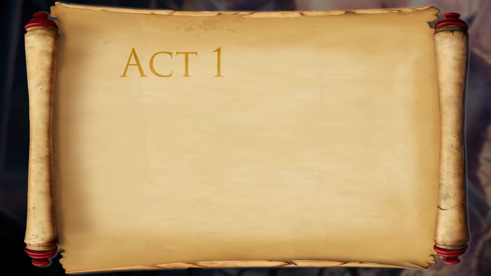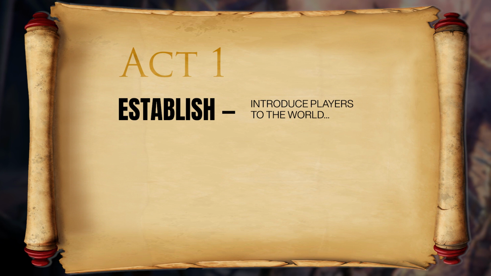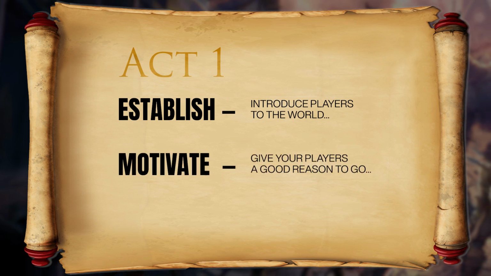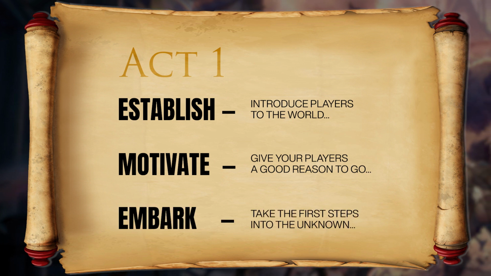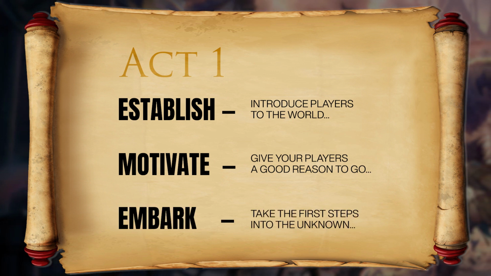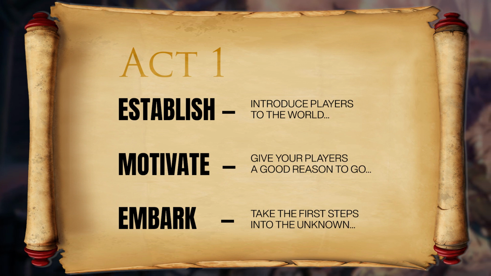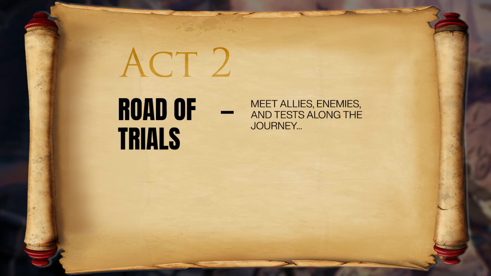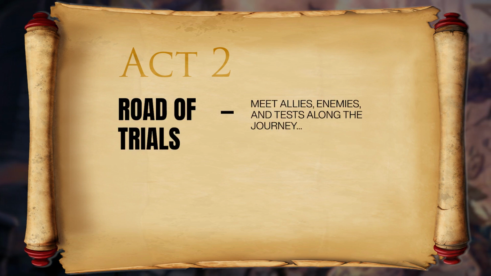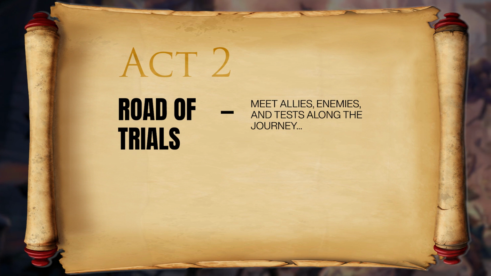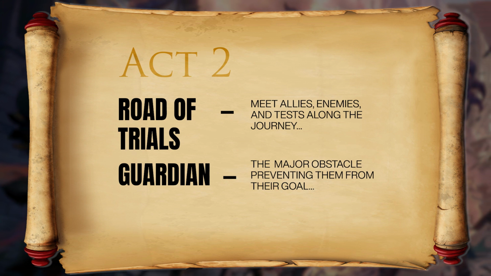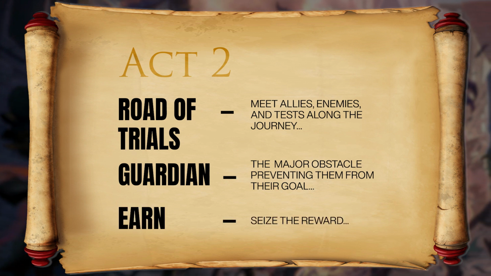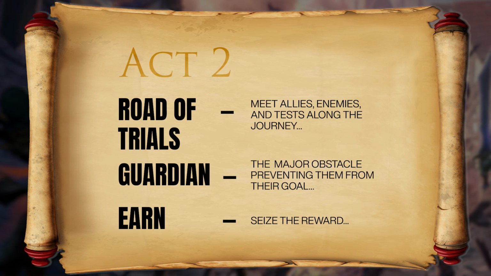Act 1 is where you will establish your campaign setting, where the players are introduced to the world. Then, motivate your players with a compelling reason to go on the adventure. Then, your players will embark into the unknown, taking their first steps to achieve the quest, willingly or not, which leads them into Act 2, where they will encounter the road of trials, which are the allies, enemies, or tests that they will need to face on their way to the Guardian, the pivotal obstacle that stands in their way from their goal.